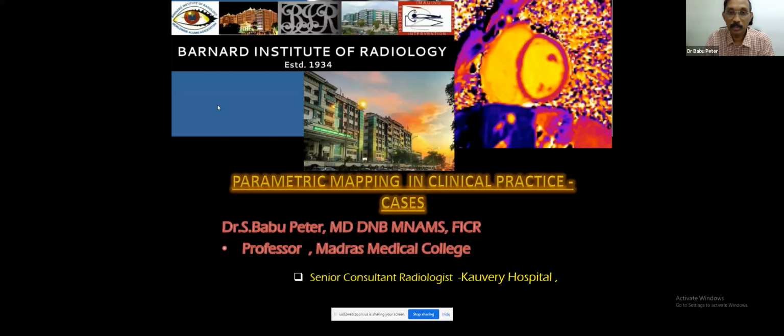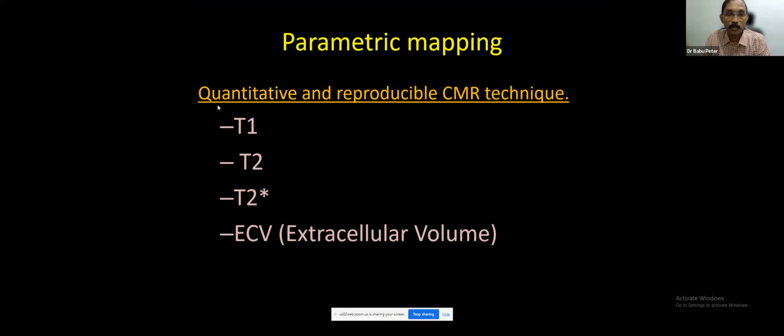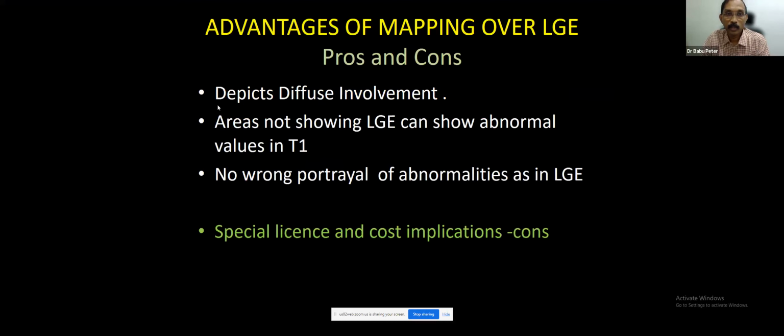Over the next 20 to 25 minutes, I'll be showing you some cases. My job has been made very easy by the detailed explanation given by Dr. Nori. So we have just seen what parametric mapping is, basically T1, T2, T2 star. And the main advantage, as Dr. Nori told us, is that it depicts diffuse involvement, where areas without LGE can show abnormal values.